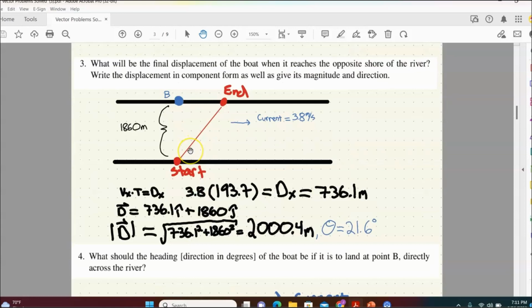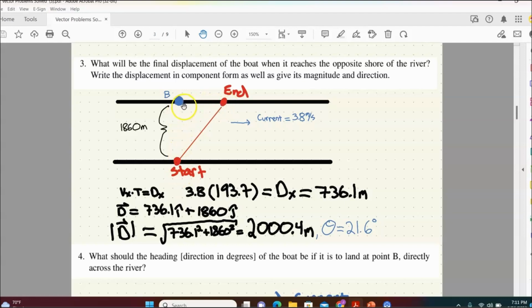Part 3. What will be the final displacement of the boat when it reaches the opposite shore of the river? Write the displacement in component form as well as give its magnitude and direction. So this part of the problem wants us to find the displacement vector starting from this point and ending at this point. If the bow of the boat is headed directly towards B, the boat will end up at some location downshore here, and the displacement vector has both a y component as well as an x component. We know the y component is 1,860 meters because that's the width of the river.